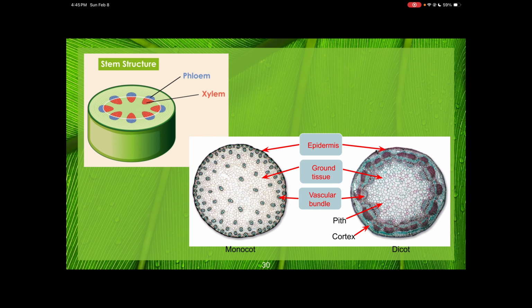And here's all of those pictures of all the tissues. That ground tissue fills everything else in. Then you have your vascular bundles, and then you have your epidermis. And so the vascular bundle is going to have some xylem and some phloem to transport water and to transport food.